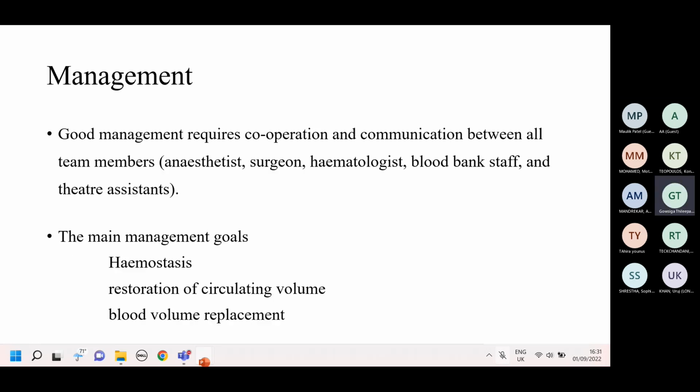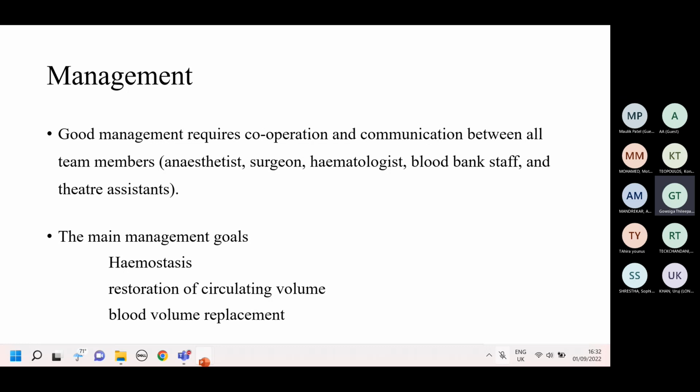Yeah, next slide, please. The management should mainly be cooperation and teamwork. It should be communicative. Always call for help, as a doctor alone. Always call for help, and there should be good management. There should be good cooperation and communication between all the team members: anesthetist, surgeon, hematologist, blood bank staff, and theater assistant. So it's an emergency.